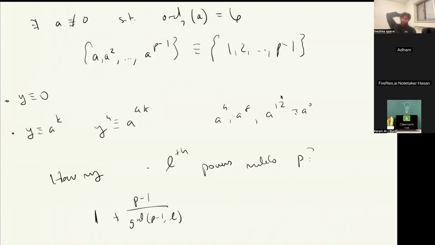But why? This one you understand, this one is just 0, but for the rest of them, what are the L-th powers modulo p? They're going to be a to the L, a to the 2L, and so on, right? So what am I asking? I'm asking how many multiples of L there are mod p minus 1, because the exponent is taken mod p minus 1. And the answer to that question is p minus 1 over GCD of p minus 1 and L.